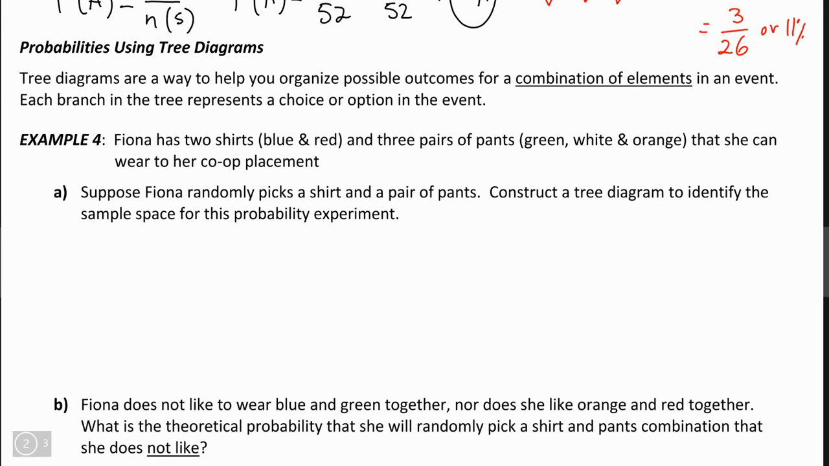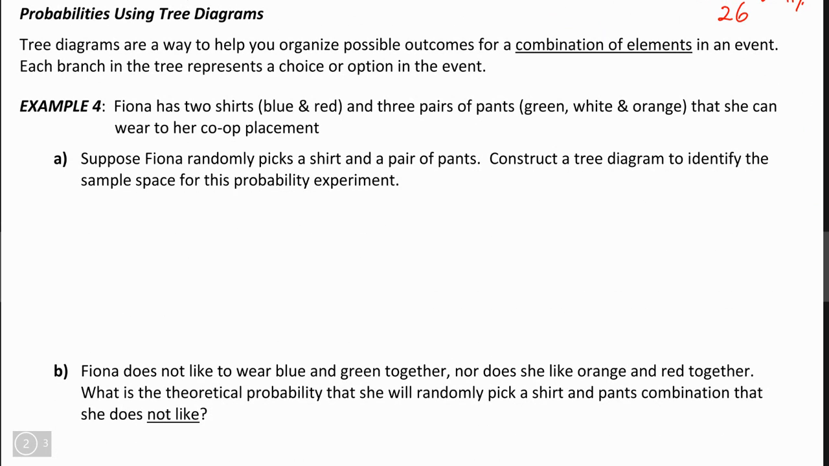Okay, example number 4: Fiona has 2 shirts, blue and red, and 3 pairs of pants, green, white, and orange, that she can wear to her co-op placement. Suppose Fiona randomly picks a shirt and a pair of pants. Construct a tree diagram to identify the sample space for this probability experiment. So a tree diagram is very simple. You just start from a single point here, and then you just draw branches.